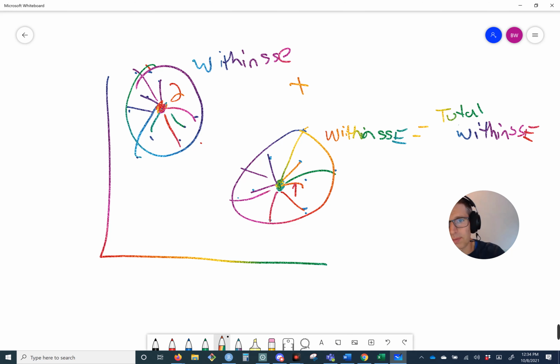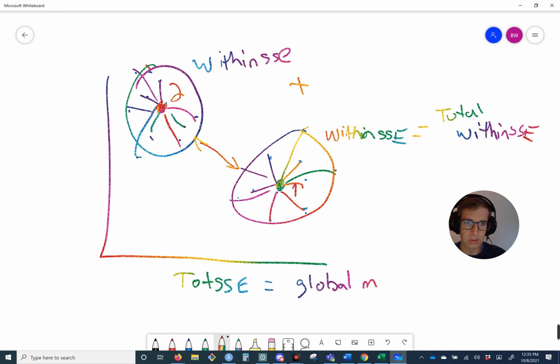All right. And then we have this between. What between is, is whatever remaining error is not explained by the centroids. We get to the between by calculating the total sum of squares error. The total sum of squares error is the distance from every point from the global middle. Here's the global middle.